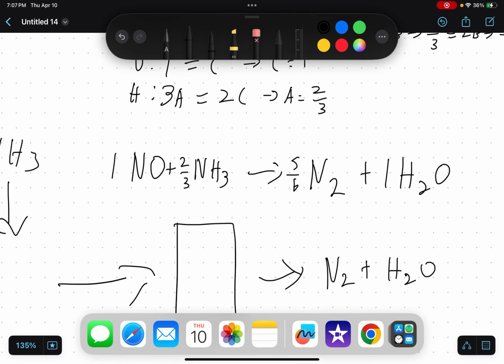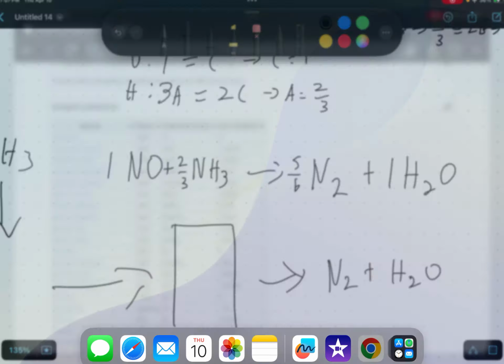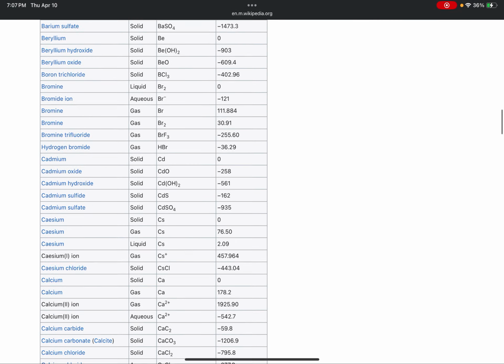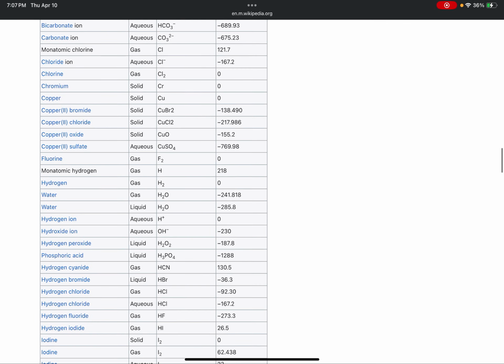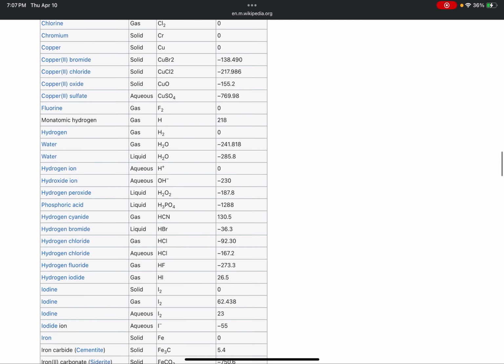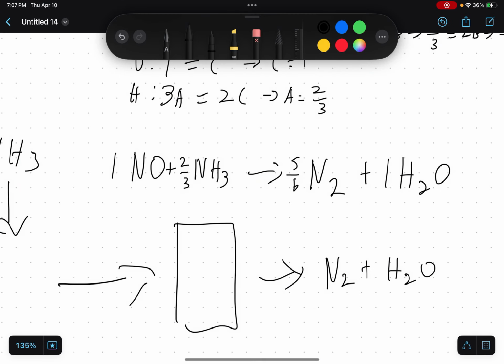Now we use enthalpy of formations. Maybe I should have gotten these numbers ahead of time. Actually, I think I have them. Do I? Yes, I do. And I'm just going to trust them.